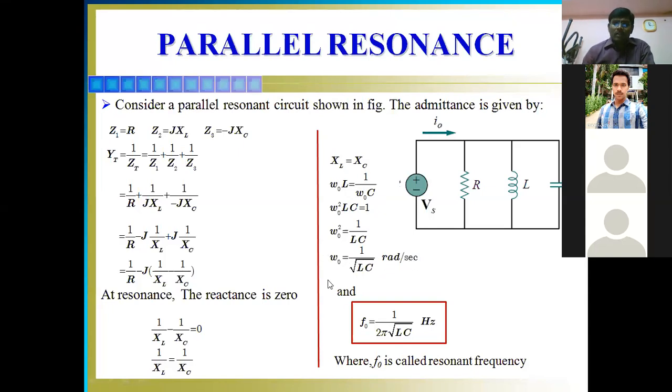If you substitute omega is equal to 2 pi f, then f naught is equal to 1 by 2 pi root LC. These two are resonant frequencies: omega naught is the resonant frequency in radians per second, and f naught is the resonant frequency in hertz. This way you can derive the resonant frequency for the parallel resonant circuit.